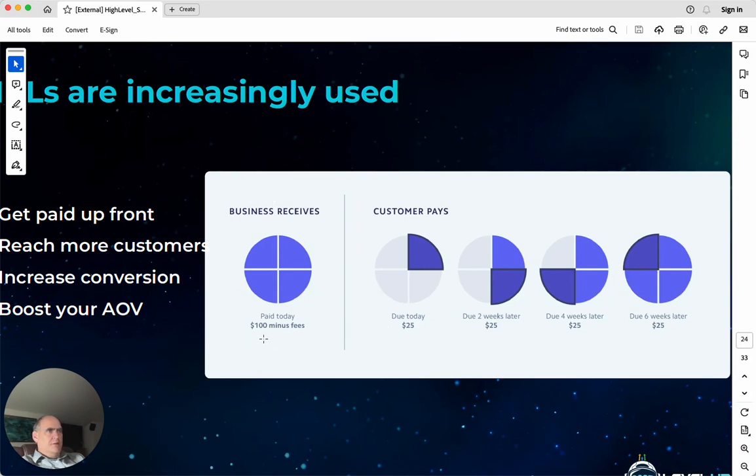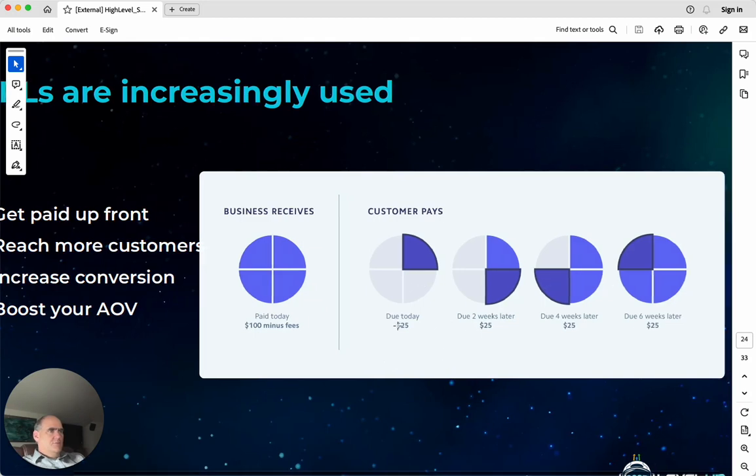You get paid immediately, $100 bill for the product minus some fees, and then these guys are paid later. Oftentimes you charge a little more when you do the buy now, pay later. So I guess you would end up having that work out because this is just straight. This is $100 and that is $100 minus the fees. So you're going to get charged some fees for it, but it's basically a consumer installment loan.